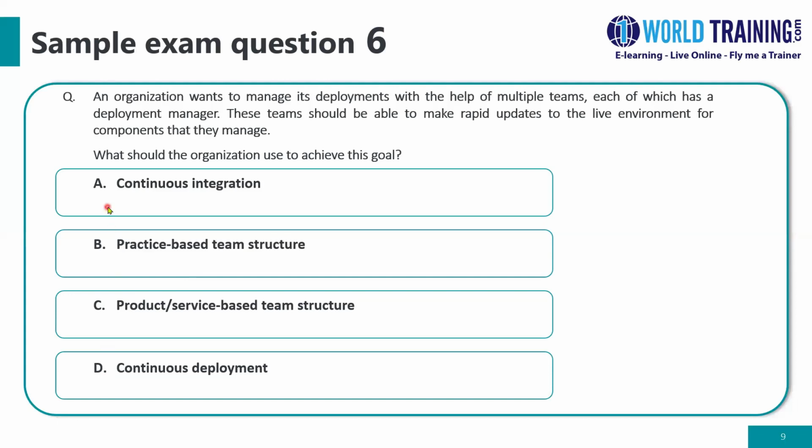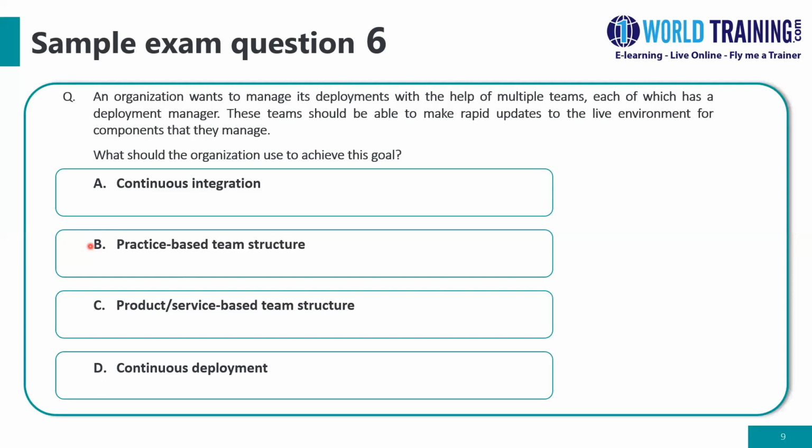Option A, continuous integration, is the integration, building and testing of code within the software development environment. This will not help the teams to improve the deployment to the live environment. Secondly, we have the practice-based team structure. It refers to a setup where a dedicated team is responsible for deployments.